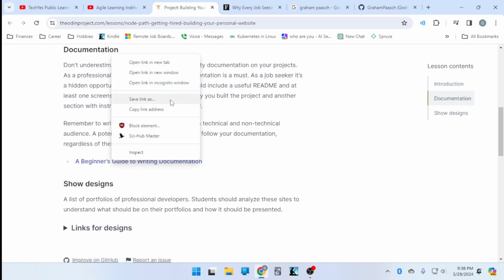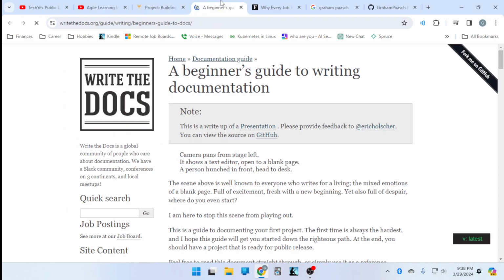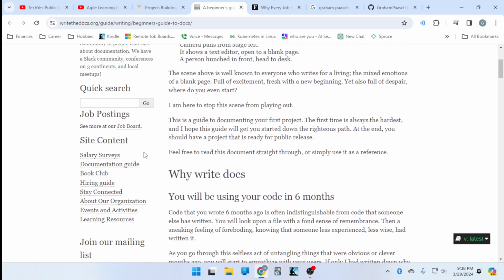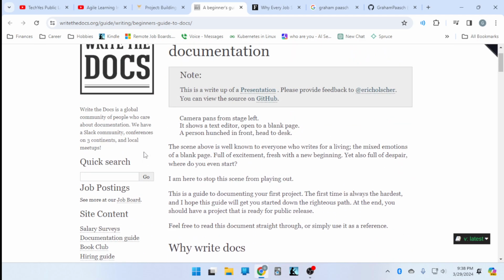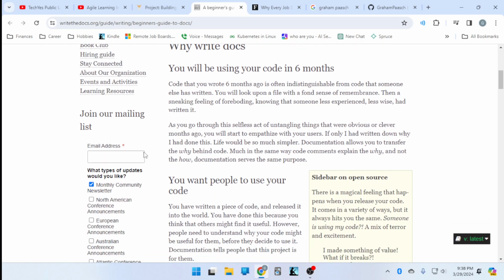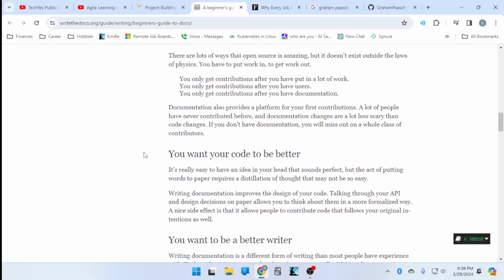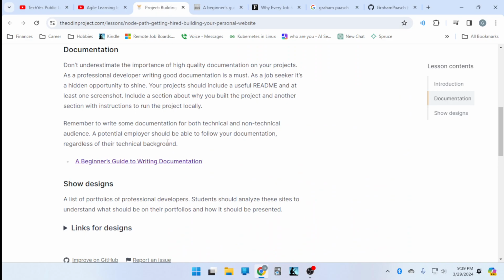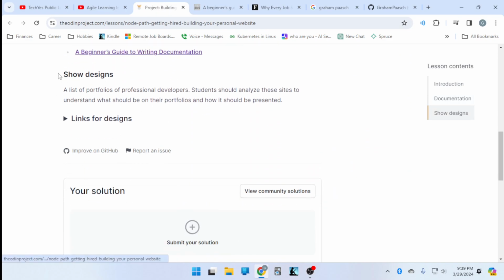Okay, so here's the next supplemental resource. I'm not going to read it, I'm just going to look at it a bit. So this is Write the Docs. Okay, so yeah, this actually looks like a good one, but it's a good one to review later.